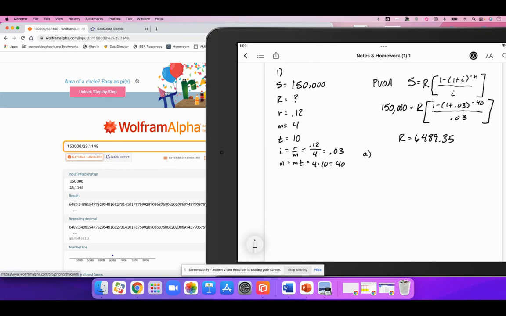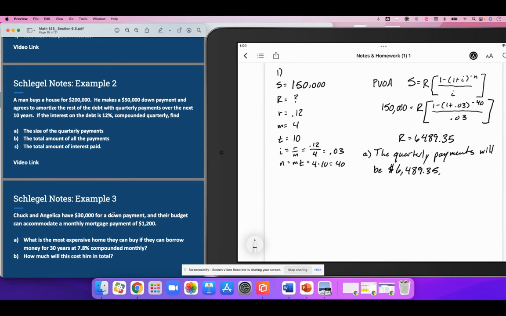So for part A, the quarterly payments will be $6,489.35. Total amount of all the payments, that's a pretty easy one. So for part B, we've got quarterly payments made for 10 years. So it's going to be this amount, $6,489.35, times 4 payments per year times 10 years.